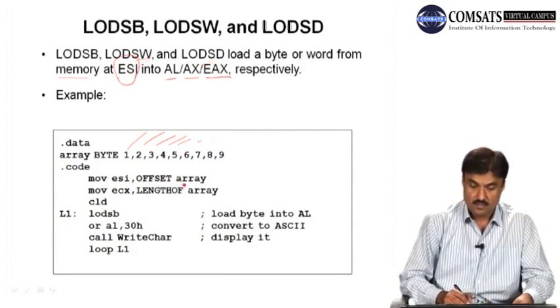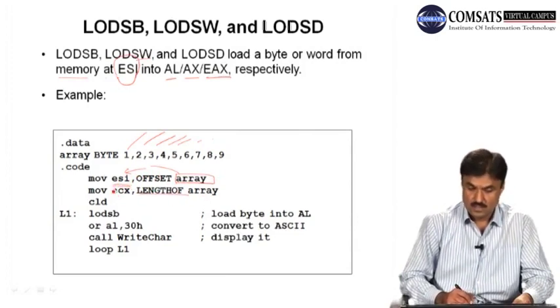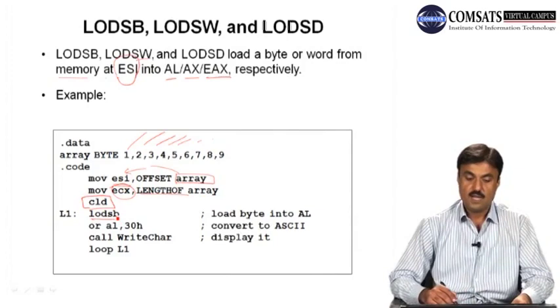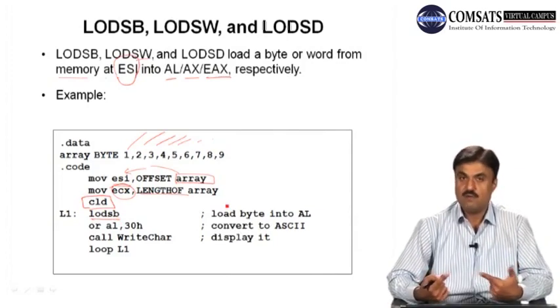It's very simple. ESI is the source index of this array. So the starting address of this array has been stored in ESI. The length of the array is in the counter. Clear the direction. Load SB. We are going to load only one byte.